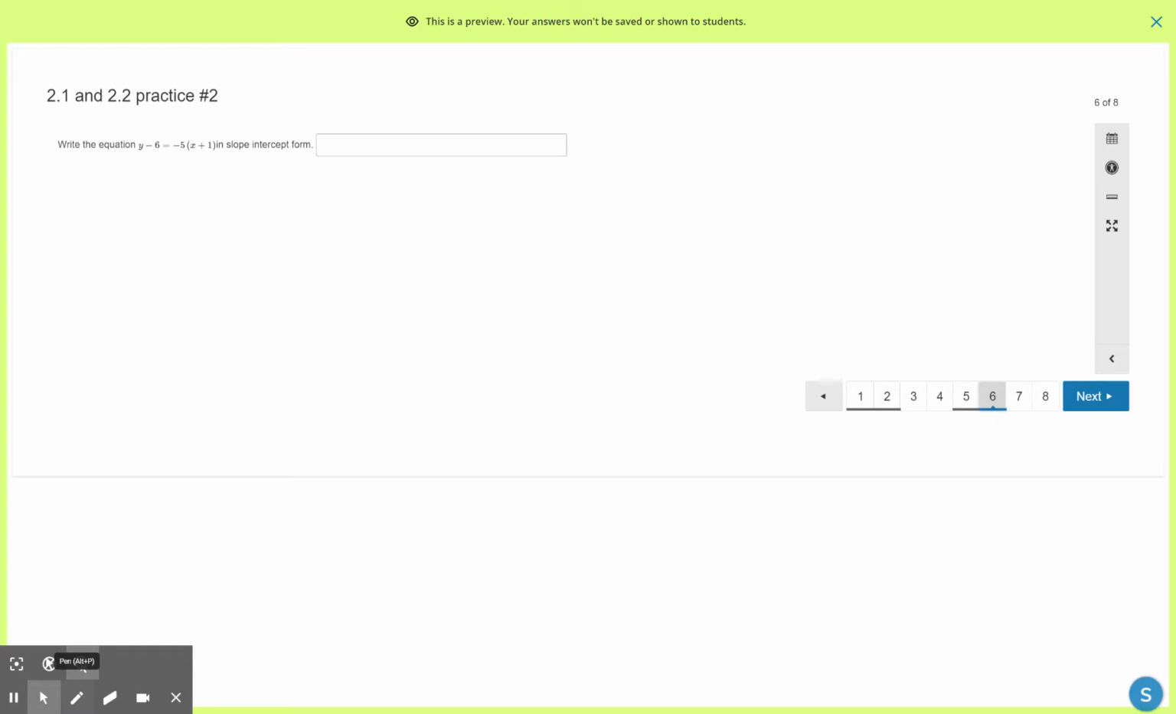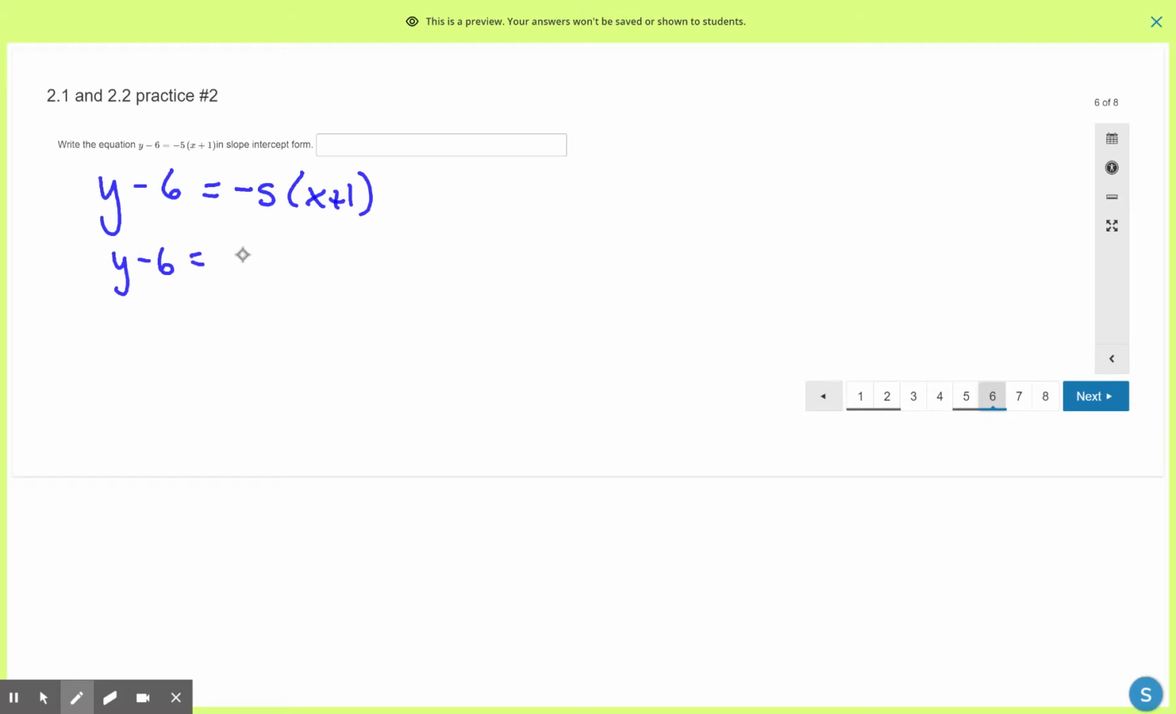For this problem, I just needed you to convert. We have y minus 6 equals negative 5 parentheses x plus 1. So y minus 6 equals negative 5x minus 5. All we have to do is add 6 on both sides. So then we have y equals negative 5x plus 1, because negative 5 plus 6 is plus 1.